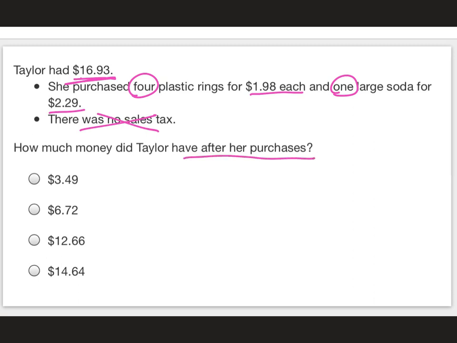So what this tells me is that we're looking for her change, okay? Which means we've got to figure out how much did she spend originally, and then we're going to subtract it from the money that she had, $16.93. So the first thing we have to figure out is what did she spend. All right, so I'm going to write spend here so we can kind of keep our work organized.